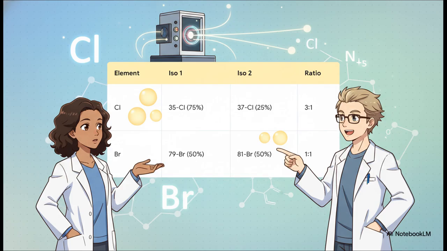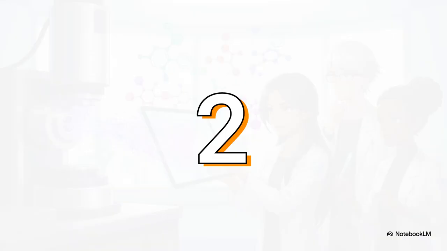Bromine is even wilder. It's essentially a 50-50 split between bromine-79 and bromine-81, which gives us a perfect 1-to-1 ratio. Now, the truly fascinating detail here is a very specific number: 2 mass-to-charge units. Because the heavy isotopes of both chlorine and bromine have exactly 2 more neutrons than their lighter counterparts, the gap between the primary molecular ion peak and the heavy isotope peak will always be exactly 2 m/z units apart.